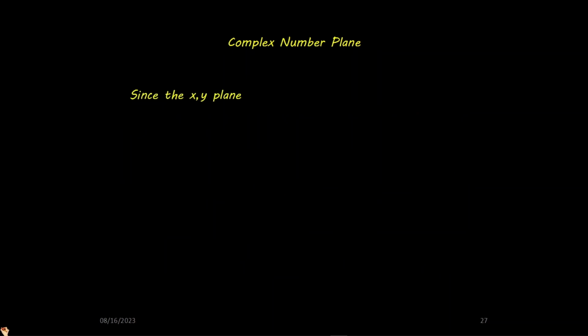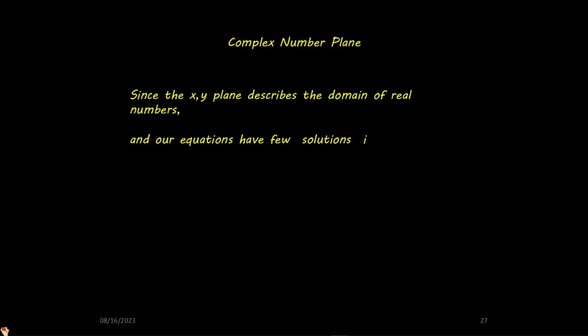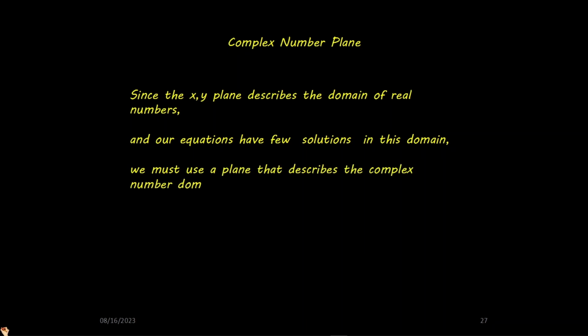Since the xy plane describes the domain of real numbers, and our equations have few solutions in this domain, we must use a plane that describes the complex number domain. The horizontal axis of this plane is the real axis and the vertical axis is the imaginary j-axis.